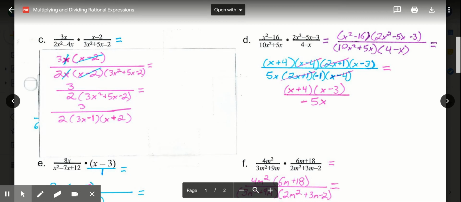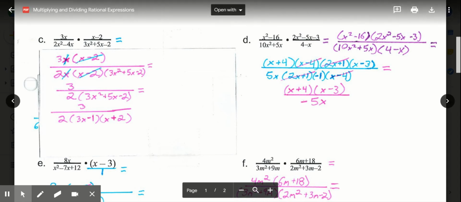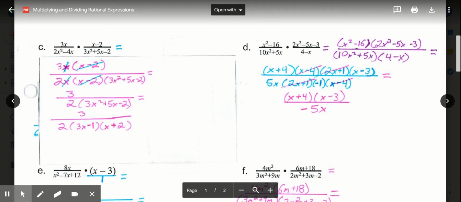Now, if we look at D, and again, you'll see in D that I break it down to different factors, and then I do any sort of simplification. So rather than actually multiplying the top and bottom, I just write them next to each other. So when I'm dealing with this complex of factors, I just write them next to each other, which means multiplication. So I have x squared minus 16 on top times 2x squared minus 5x minus 3. And then my bottom is 10x squared plus 5x times 4 minus x.